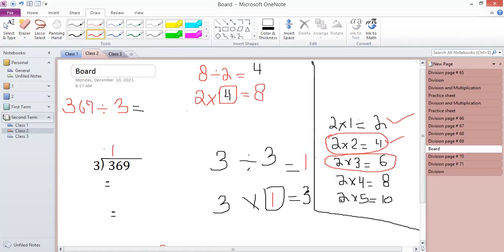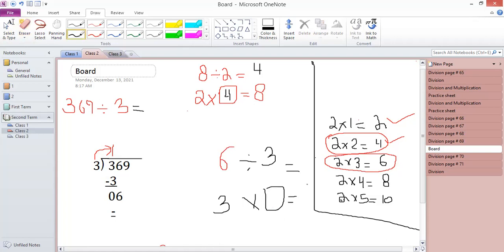Now you will multiply this 3 by 1. 3 1s are 3. So you will write 3 down below the 3. When you take out the difference of 3 and 3, you get the answer 0. 3 minus 3 is 0. Now write 6. Put 6 down and start dividing 6 by 3. So 6 by 3, check the table of 3. 3 multiplied by what will give you 6?